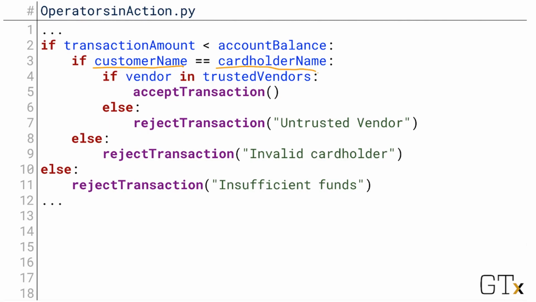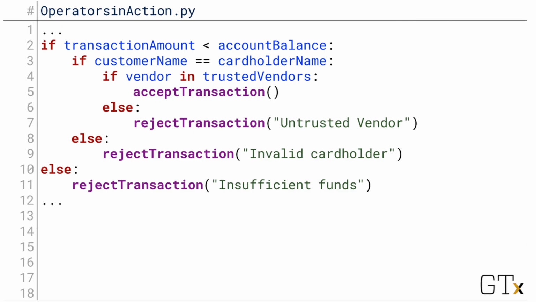We might assume that these are two strings representing names, and this checks to make sure that the person making the purchase is the same as the person holding the card. And similarly, if vendor in trusted vendors, we can probably infer that trusted vendors is a list of places that we trust, and vendor is the current vendor where this purchase is happening. If the current vendor is a trusted vendor, then we might approve the transaction.